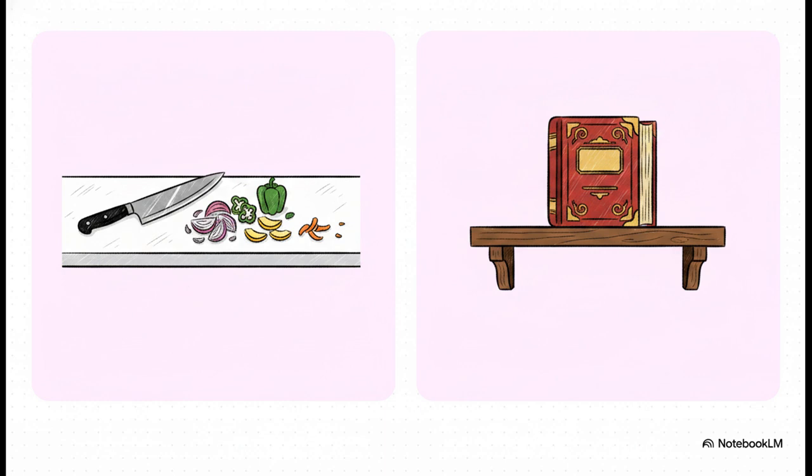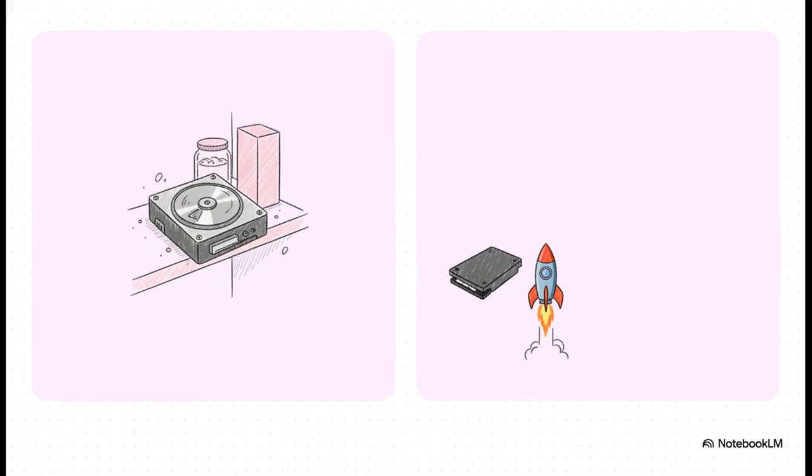ROM, on the other hand, is the permanent recipe book sitting up on the shelf. The computer uses ROM just to know how to turn on in the first place. You read it, but you don't mess with or rewrite those foundational recipes. So where do we store all the extra ingredients? Well, that brings us to storage.